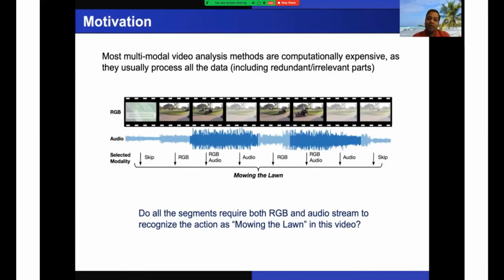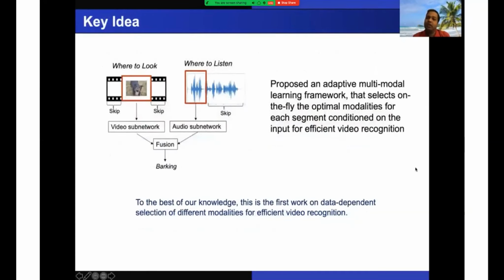Similarly, for some of the segments only RGB is relevant, whereas for others only the audio modality is relevant. So our key idea is to propose an adaptive multimodal learning framework that selects on the fly the optimal modalities for each segment conditioned on the input for efficient video recognition. As you see from the figure, our approach optimally selects where to look and where to listen, for a combination of RGB and audio, to recognize the action of this video, barking. To the best of our knowledge, this is the first work on data-dependent selection of different modalities for efficient video recognition.